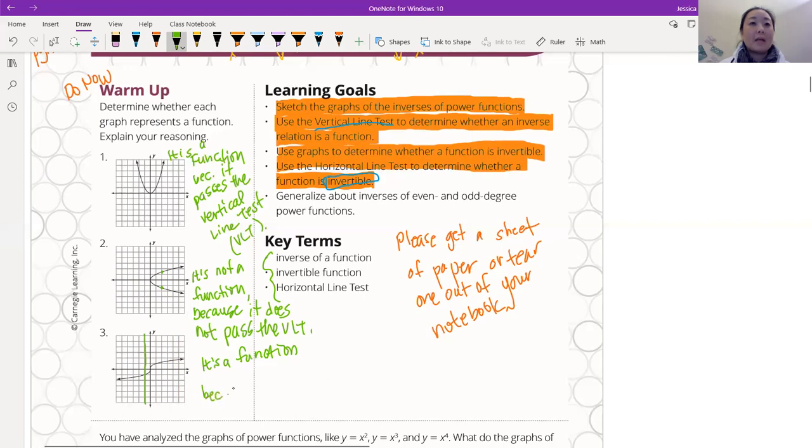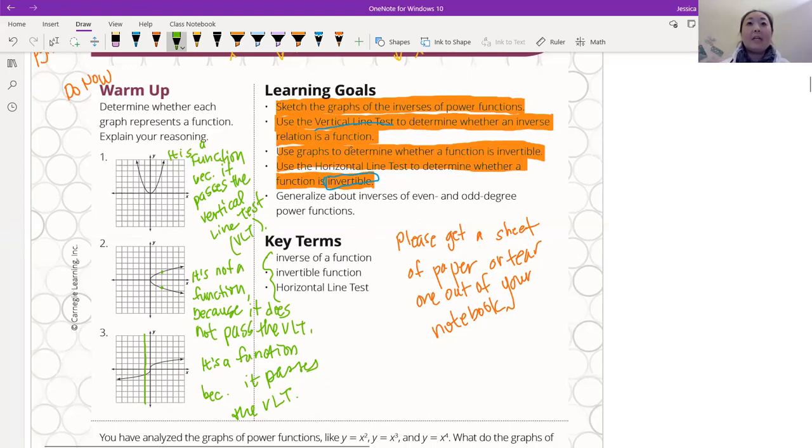Because it passes the VLT. So if you were not in class and you don't remember what the VLT is, remember the vertical line test. Makes it a lot simpler. So the vertical line test. Why is it called the vertical line test? Because it's a vertical line.